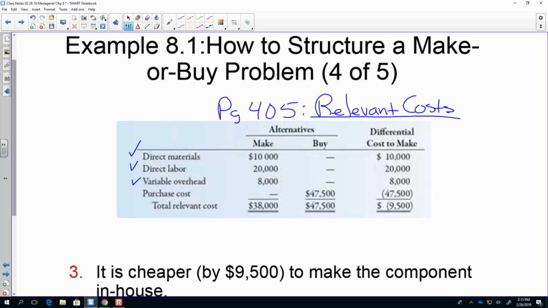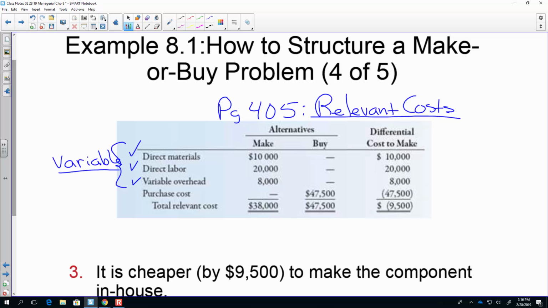We only have 2 behavior types. Okay, variable? Variable. These are all variable. So if I make it, I'm going to have to buy material. Makes sense. If I buy it from a vendor, do I have to buy material? No. So that's a difference. That makes it relevant.